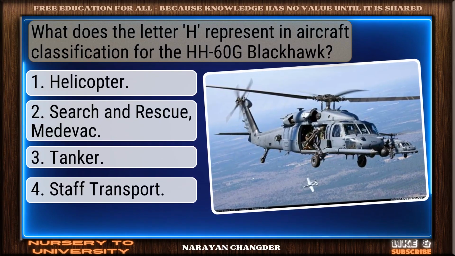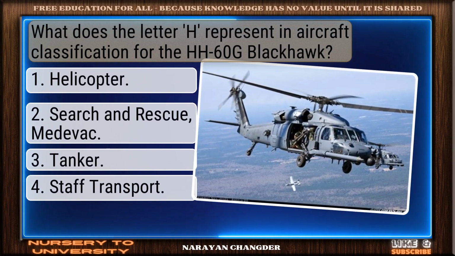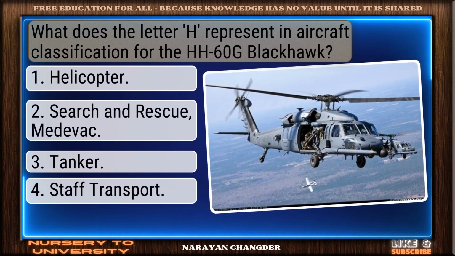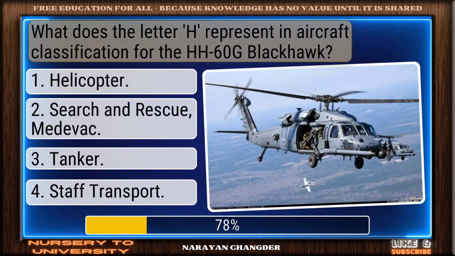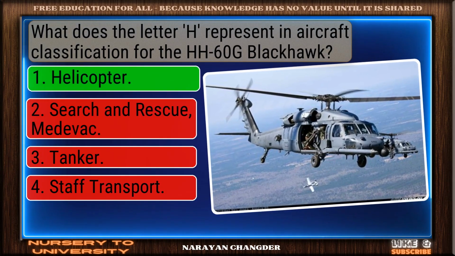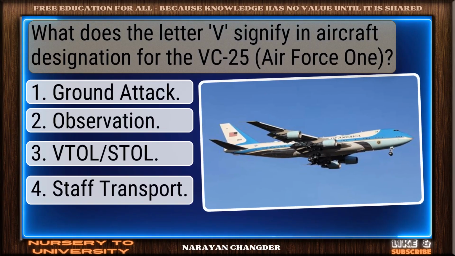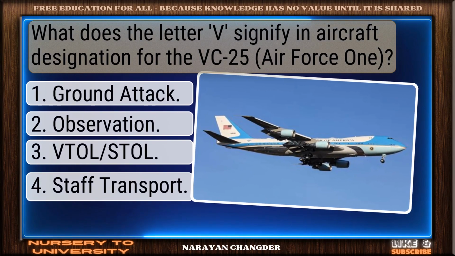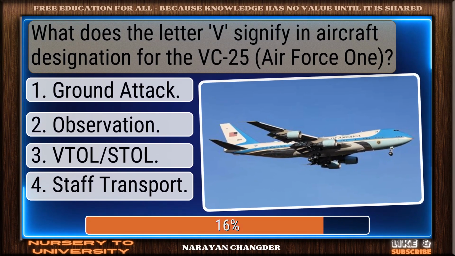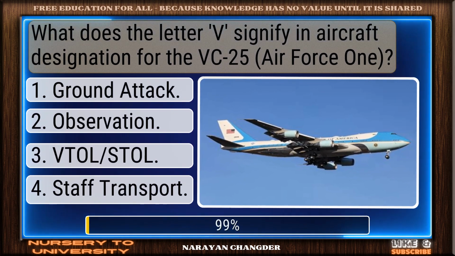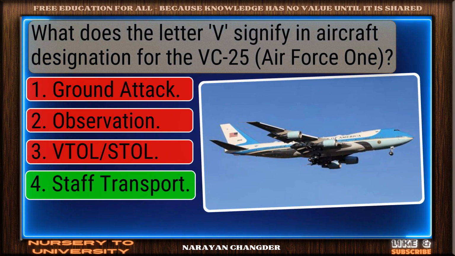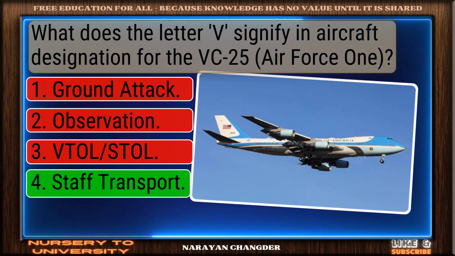What does the letter represent in aircraft classification for the H-60 Black Hawk? Good thinking. Helicopter is the right answer. What does the letter V signify in aircraft designation for the VC-25? Good job. Your answer, staff transport, works well here.